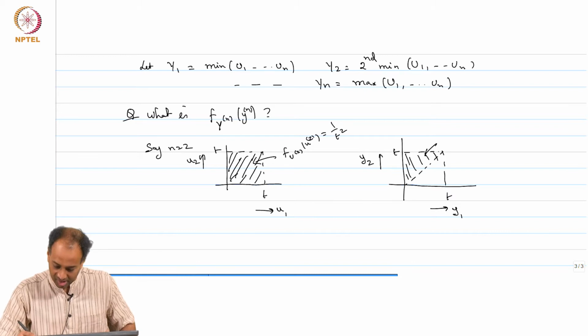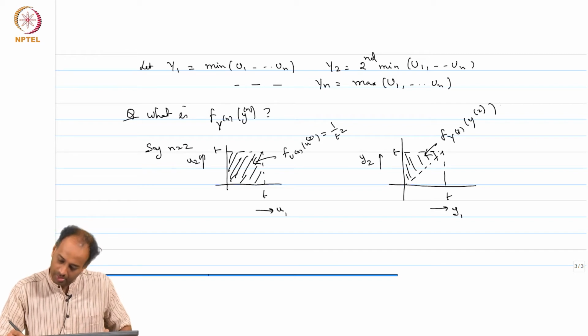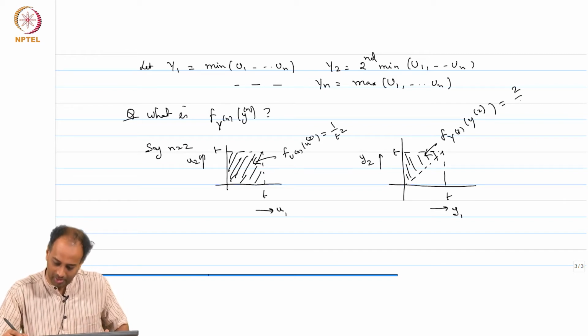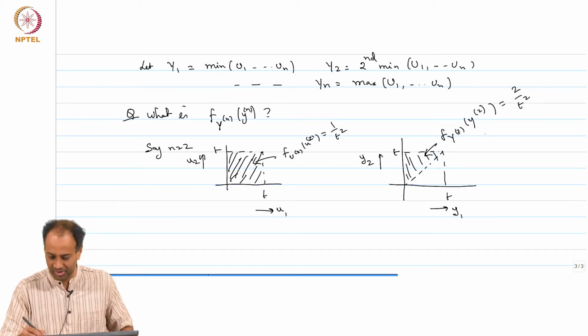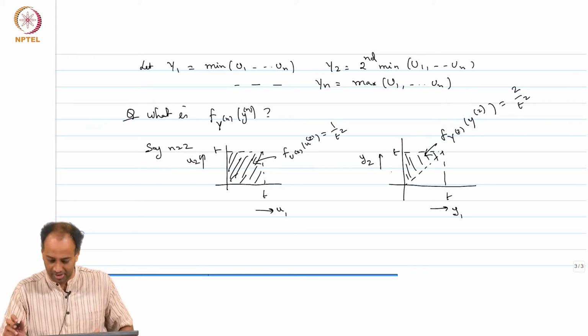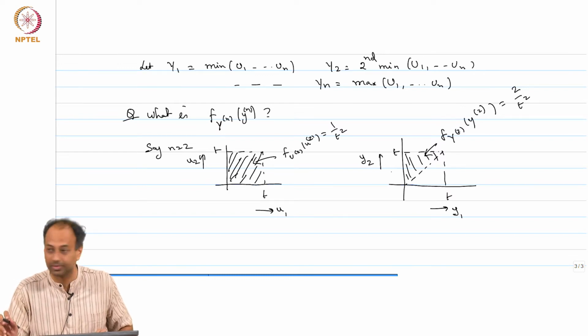So, here f y2 of y2 will be 2 by t square, correct, and this is true in this region, this is for 0 less than y1 less than y2 less than t, correct.